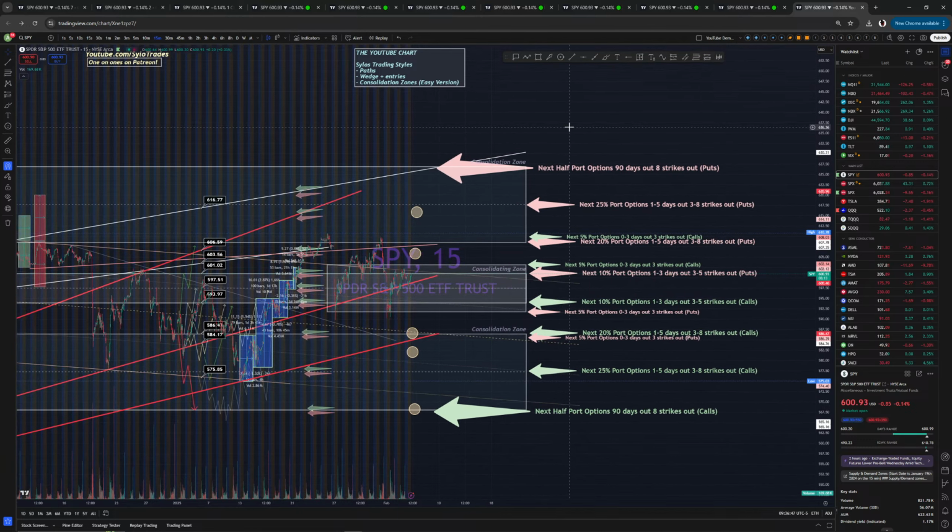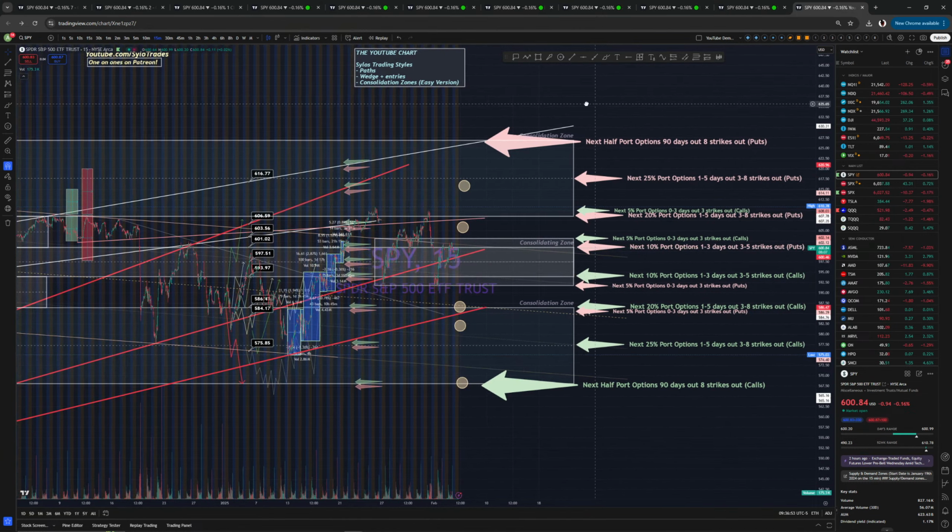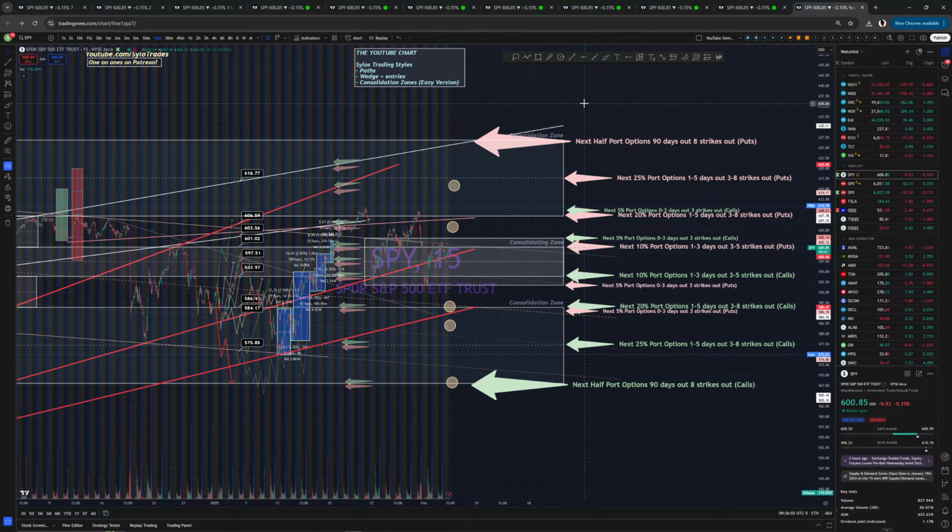So as you're looking at my screen right now, I just want you to see that this is every single buying point, every single selling point with an exact walkthrough. Honestly, that's it. 5%, 10%. How many days out? How many strikes out? Calls or puts? Point blank. That's it. Easy as that.